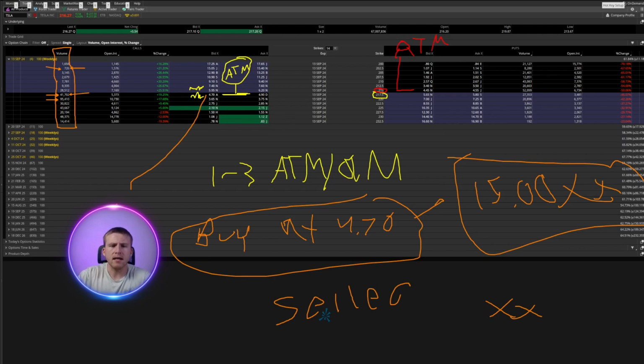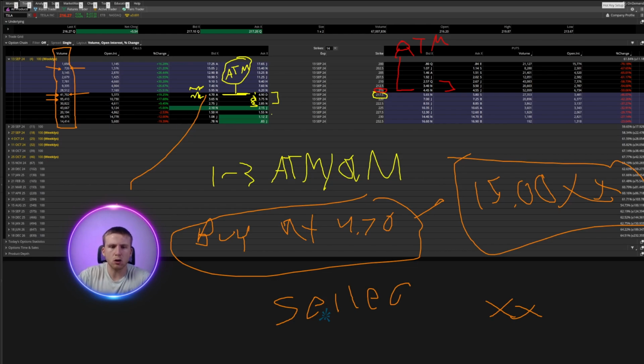Now, when I say 1 to 3 at the money or out of the money, I am totally fine with trading. So this would be 1, this would be 2, and then this would be 3. Typically, these 3 right here will give you the best movement because they are going to be close to the option price and the price of the stock.